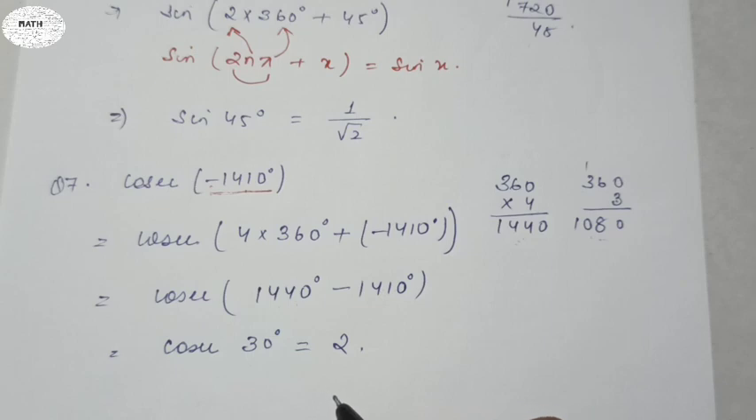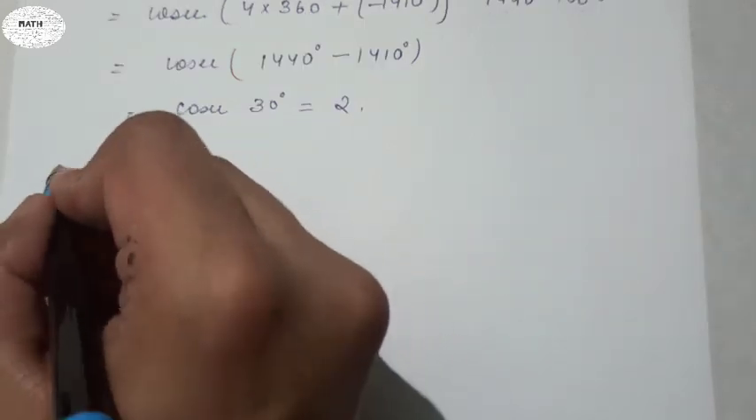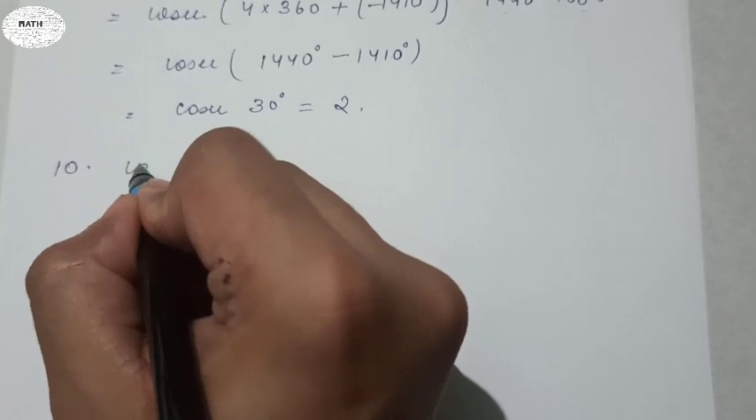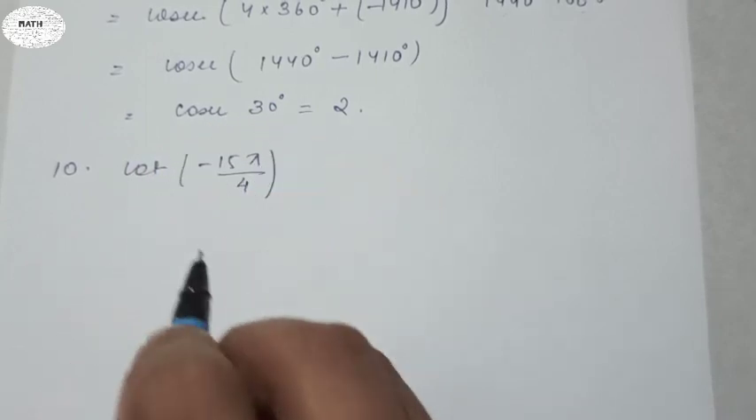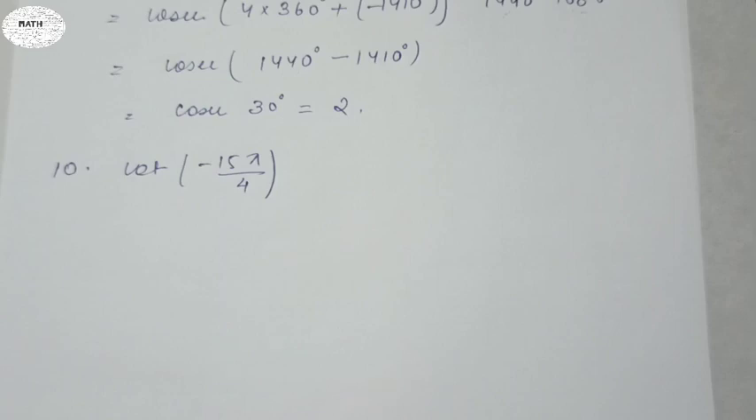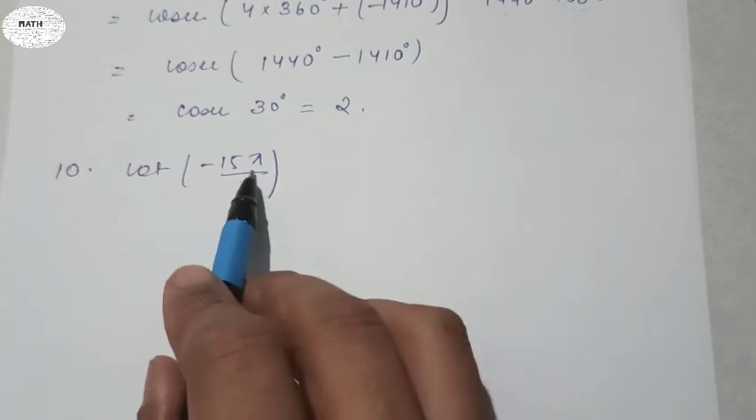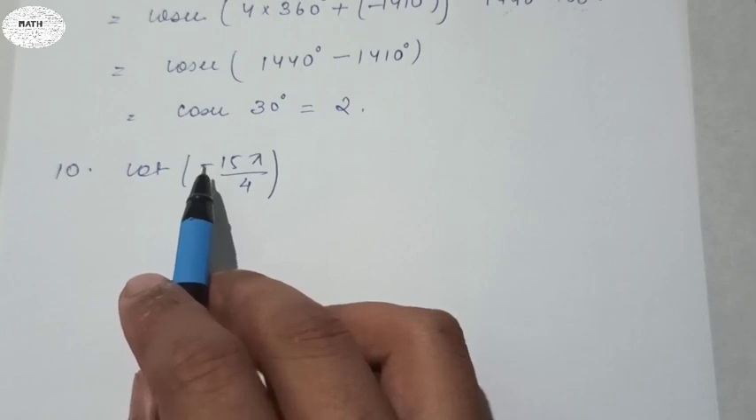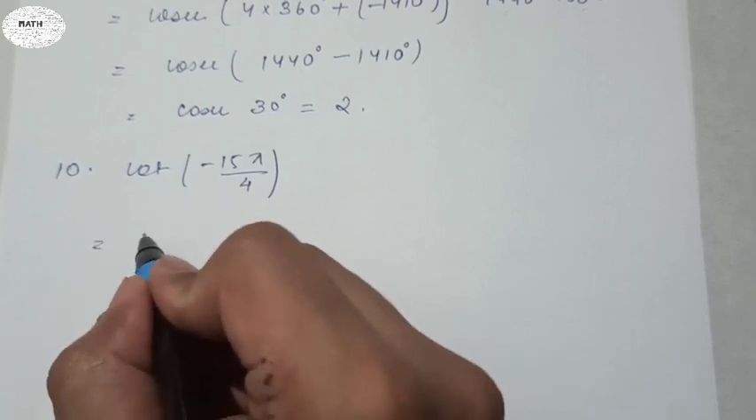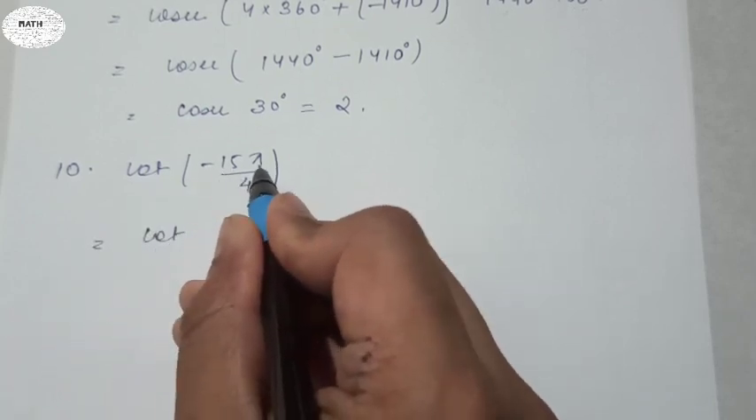Okay. In a similar manner, let me do question number 10. Question number 10 is cot minus 15 pi by 4. Now the difference between 6, 7, and 10 is that in questions 6 and 7 numbers were given. Over here in question number 10, no numbers, but the value for pi is given. Yes or no? Now same thing, I'm going to convert this one and I have to remove this negative also. So what can I do?